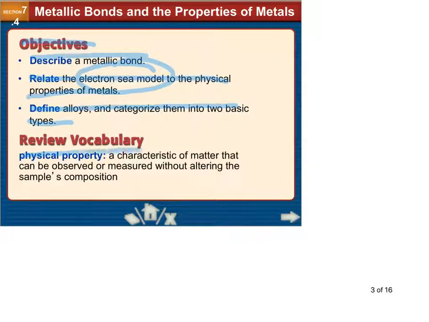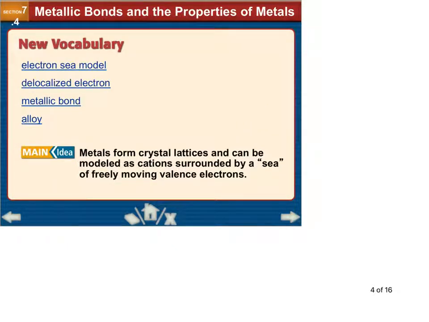Old vocab, physical property, for review: a characteristic of matter that can be observed or measured without altering the sample's composition. New vocab: electron sea model, delocalized electron, metallic bond, alloy. We'll get definitions for those as we move through the section.